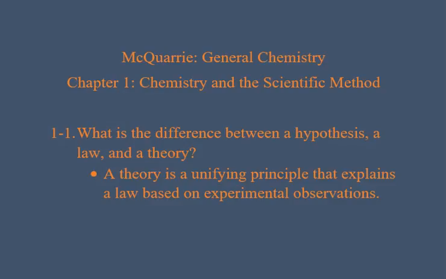Okay, and last but not least is a theory. A theory is some sort of unifying principle. And that unifying principle is going to explain a law, and it's based on experimental observations, right? Every time an apple is released from the tree, it falls down. My theory is that there's a force called gravity that pulls things down, okay? That's what a theory is. So again, a unifying principle that explains a law, and it's based, importantly, on experimental observations.